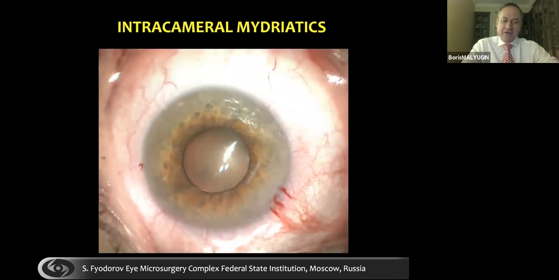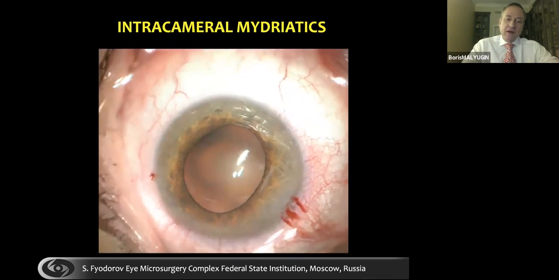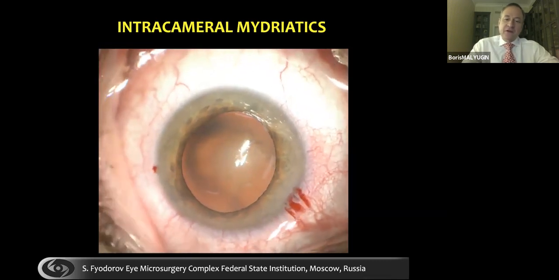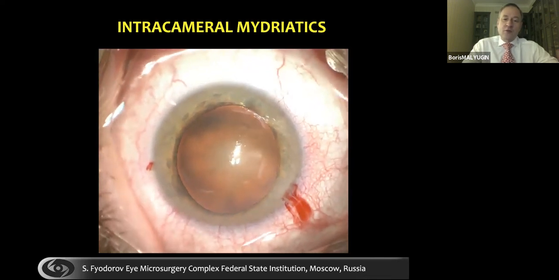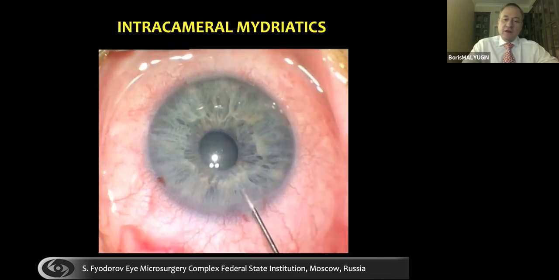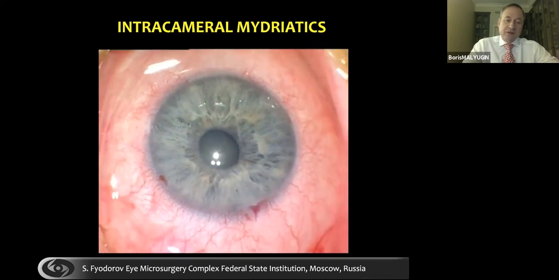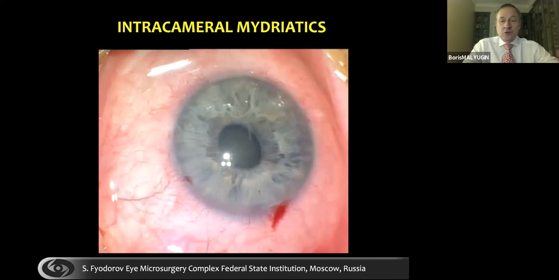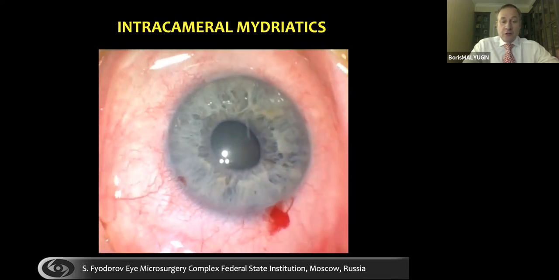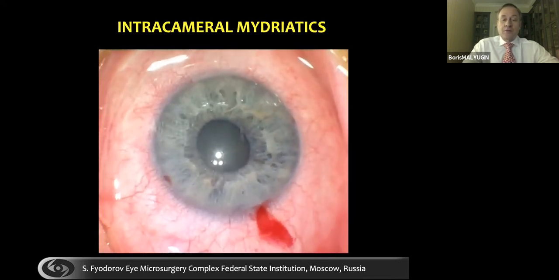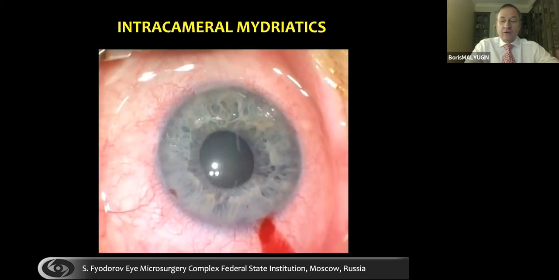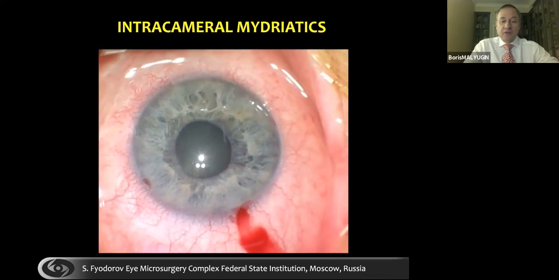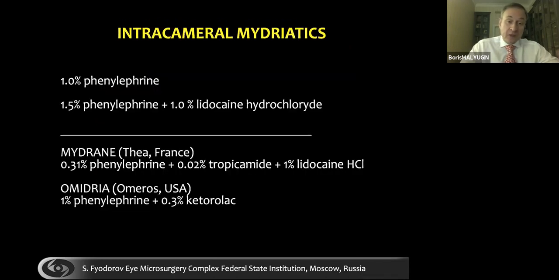Intracameral mydriatics are very effective, as shown here. Right after intracameral phenylephrine injection, we see that the pupil starts to open, and we have a very nice size of the pupil. And this is another case of a patient with pseudoexfoliative syndrome, shown here. The pupil starts to open, but at some point it stops, and we don't have a good pupil dilation, and we don't have a good access to the lens.